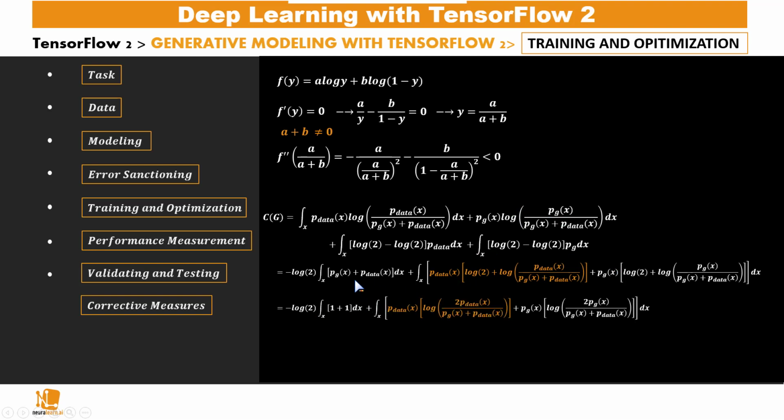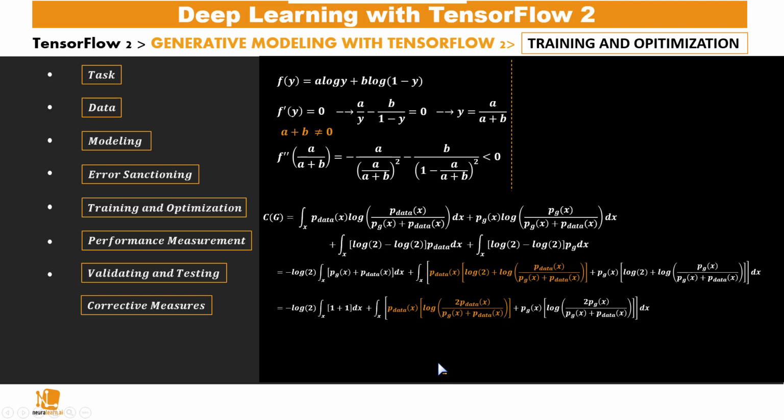We recall that from the definition of a probability distribution, the integral of f of x dx equals 1. So that's why we have the integral of pg of x dx as 1 and that of p data as 1. So this gives us minus log 2 times the integral of 2 dx.